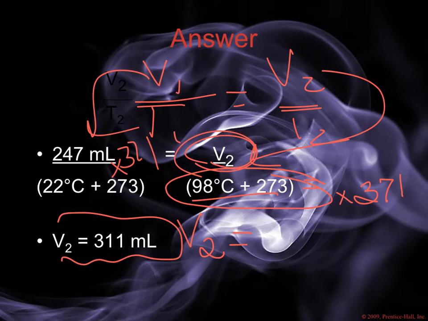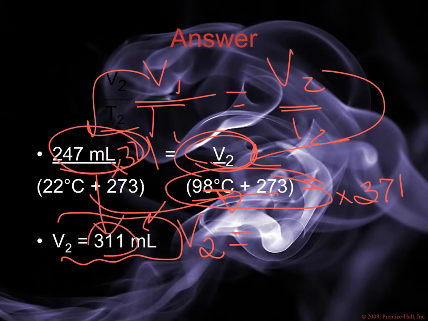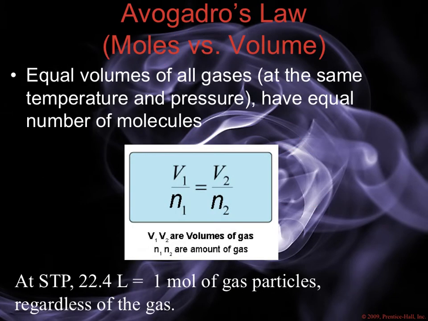If you have your head about you when you're solving these, you should probably ask yourself the logical question if the answer you got makes sense. Your initial volume of the balloon, or of whatever we're talking about, is 247 milliliters. You heated it up, okay? So what do you expect to happen to the volume? You expect the volume to go up if you heat it up, right? Well, make sure that it did. It went from 247 to 311. Yes, that makes logical sense, so that's just confirmation your answer is probably correct.